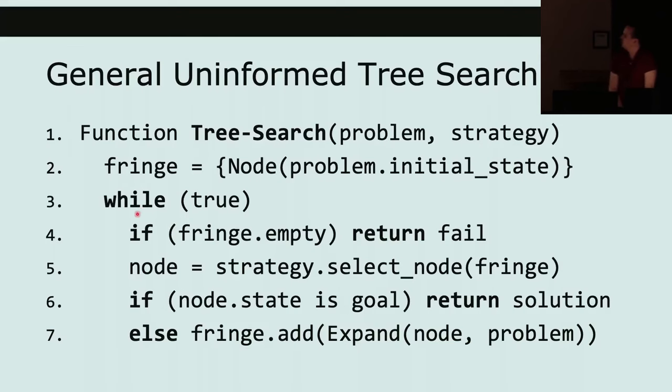Now, while true, there's just a couple of lines of code here. If the fringe is ever empty, then fail. If we can't do anything, if there's nothing left to expand and we haven't gotten to the goal yet, then we can never possibly reach the goal, because there's nothing left to expand. So, fail. If the fringe is not empty, then we select a node from the fringe to expand next. We're just going to label this node. If the state of that node is the goal state, then we have found a solution.